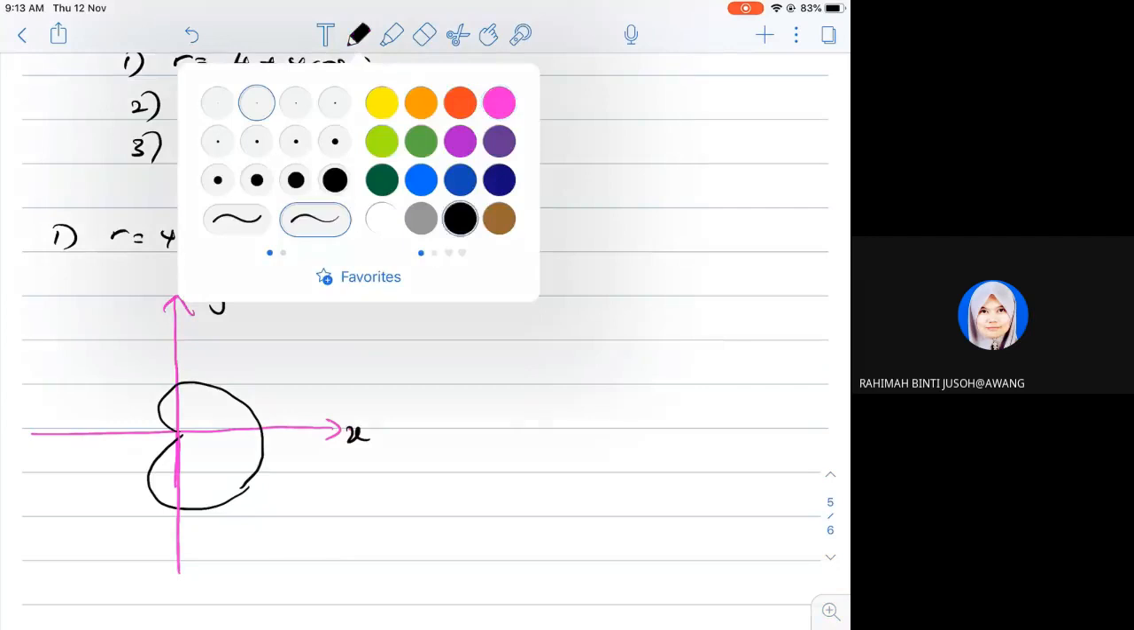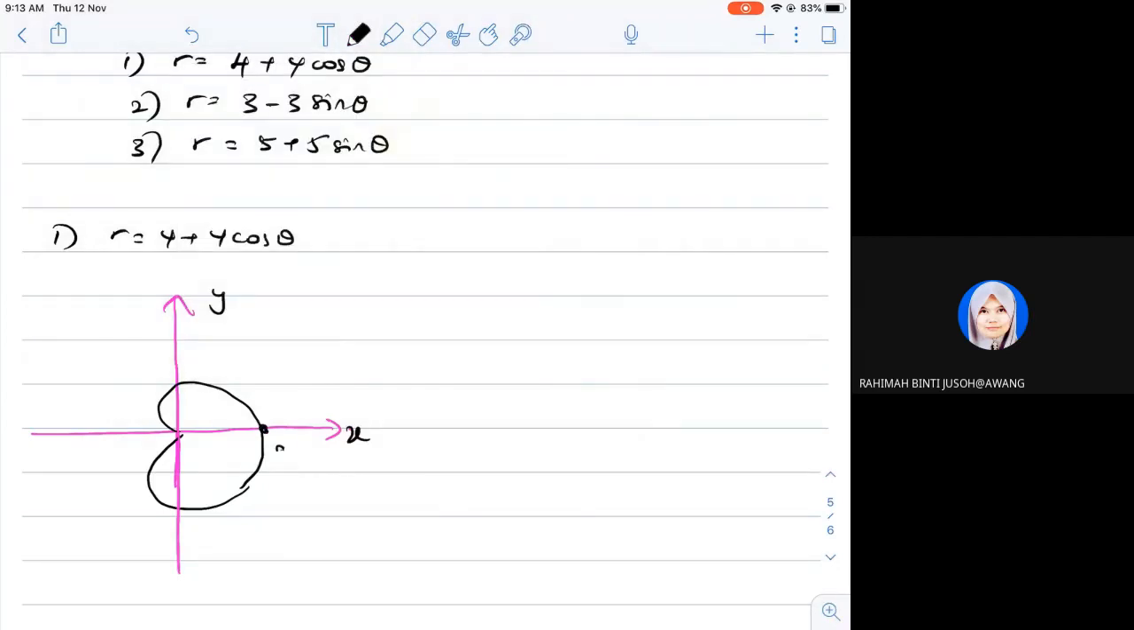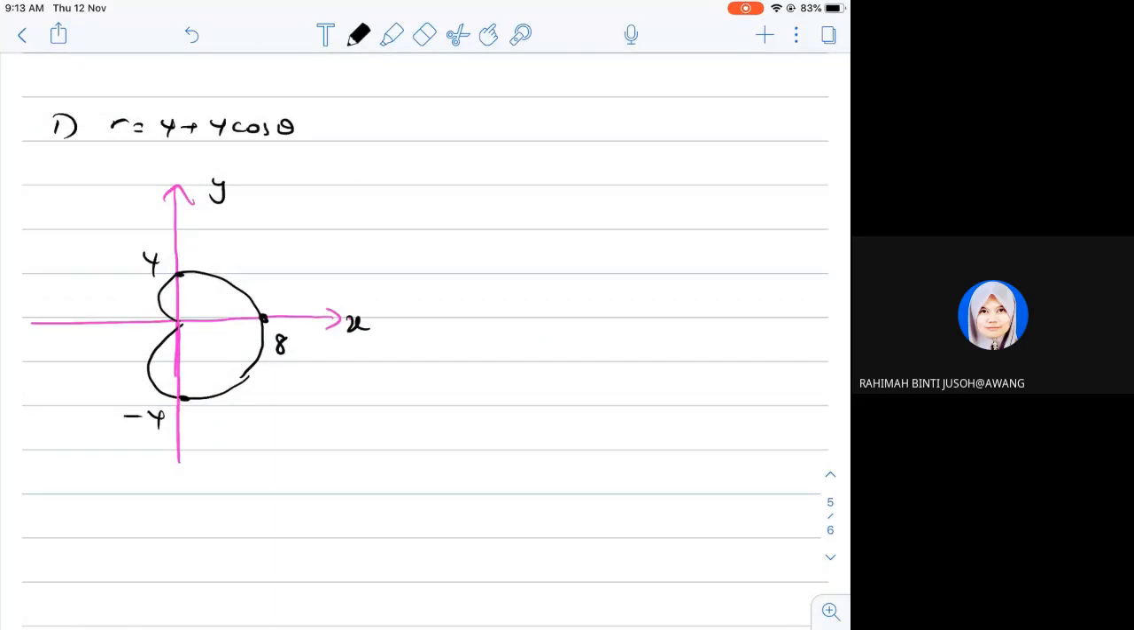Okay guys, the value here is 4 plus 4, which should be 8. And the value here should be 4 and negative 4. Okay, let me explain to you why we have the graph like this.